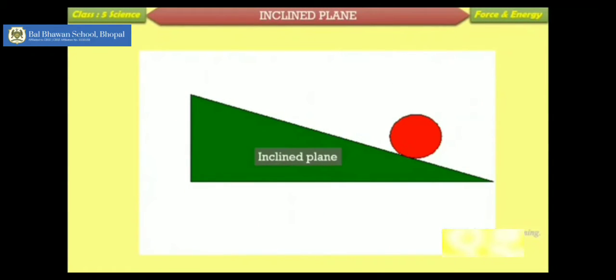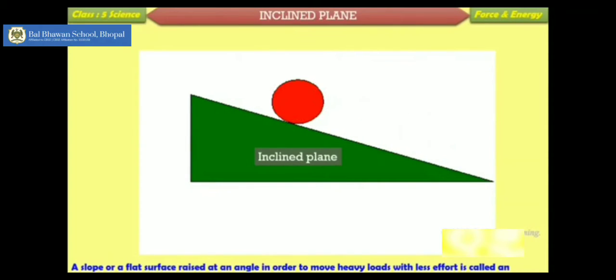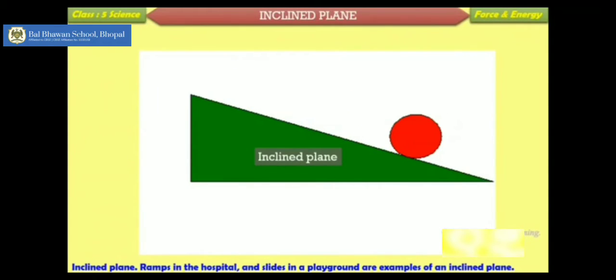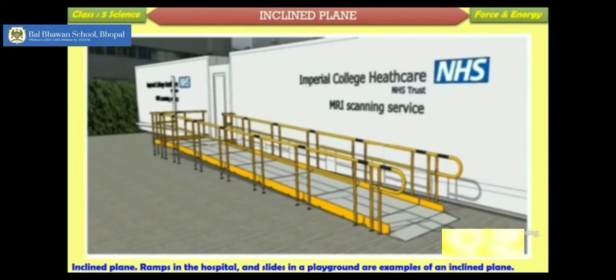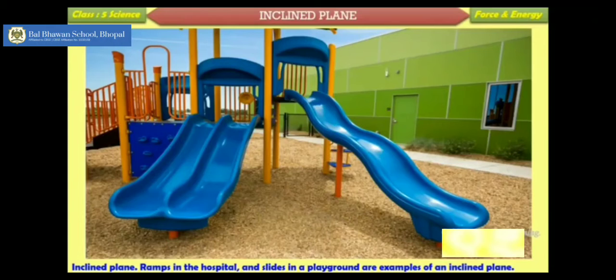Next we come to inclined planes. A slope or a flat surface raised at an angle to move heavy loads with less effort is called an inclined plane. As you can see in the picture. Examples of inclined planes are ramps, which are in hospitals, and slides in the playground.